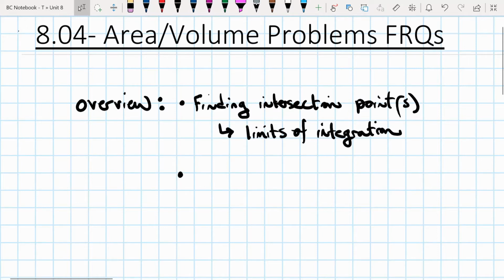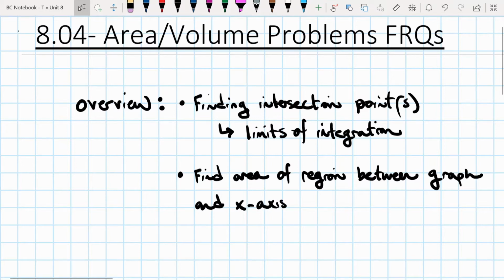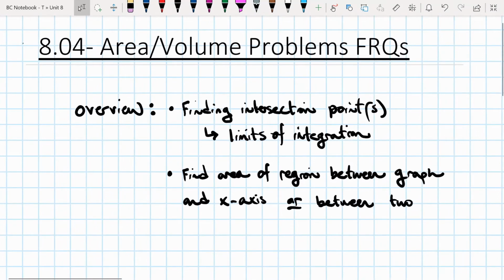Next, most of these questions you're going to have to find the area of some region. Usually it's denoted as the letter R. So find the area of a region between, there's kind of two scenarios you might see. So we're going to find the area of a region between a graph and the x-axis, or the area of a region between two graphs. And to find the area of a region between two graphs, we take the integral from one limit or point of intersection to the next, and we take the upper function and we subtract the lower function in the integrand.